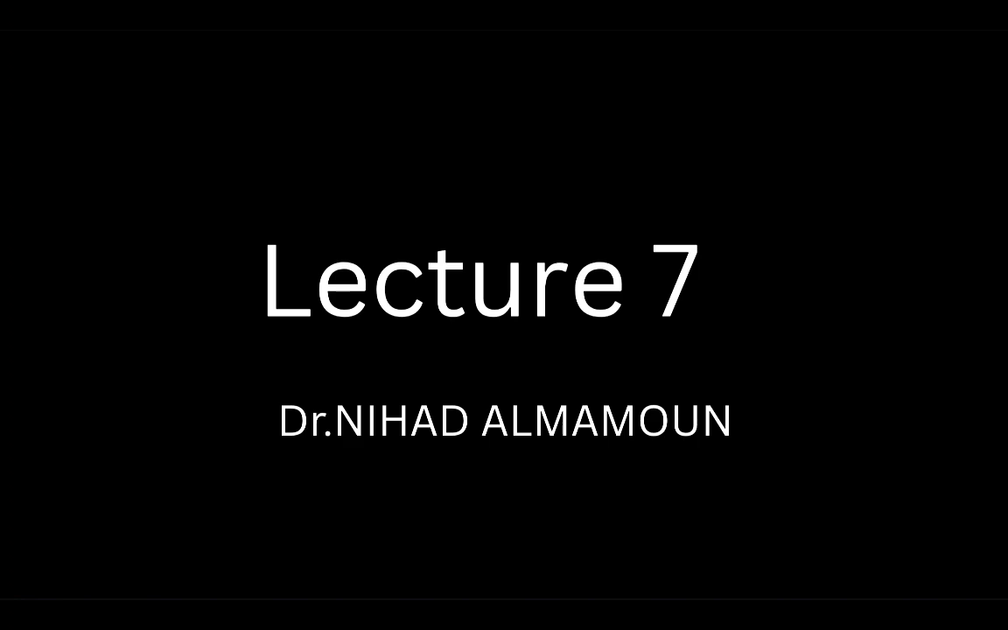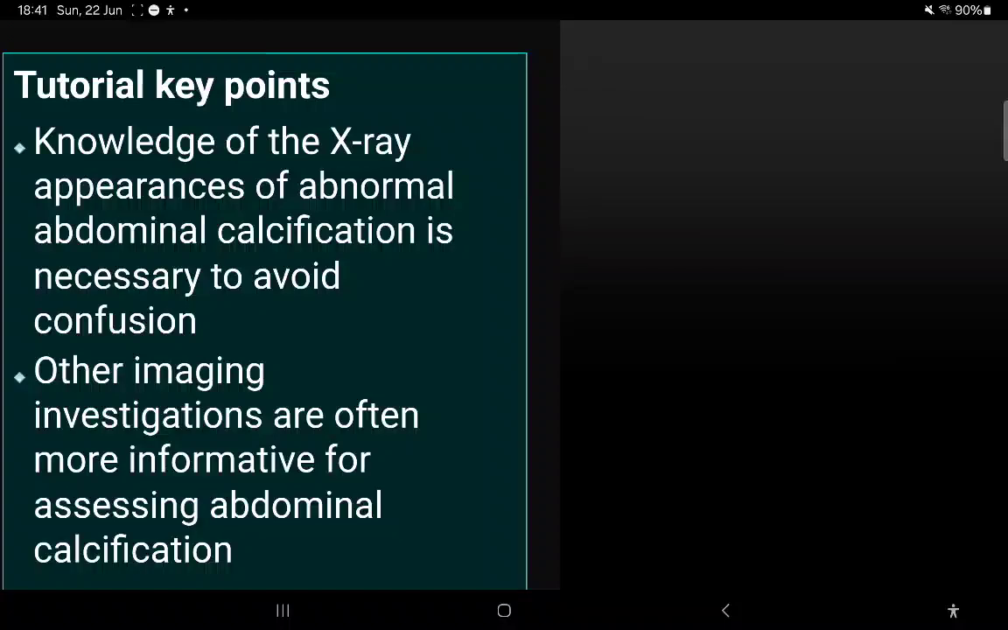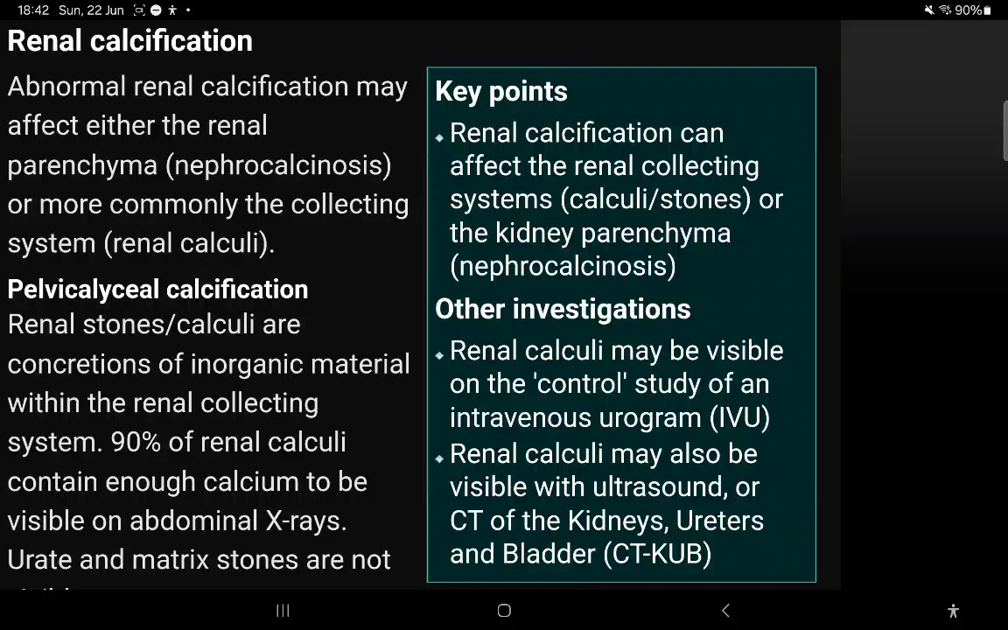Starting with key points. Knowledge of the X-ray appearances of abnormal abdominal calcification is necessary to avoid confusion. Other imaging investigations are often more informative for assessing abdominal calcification. First, we will start with renal calcifications. Renal calcifications can affect the renal collecting system, calculi or the synonym, the stones, or the kidney parenchyma, nephrocalcinosis.